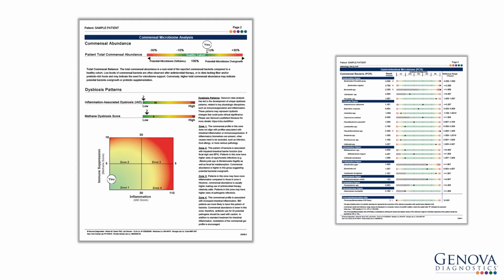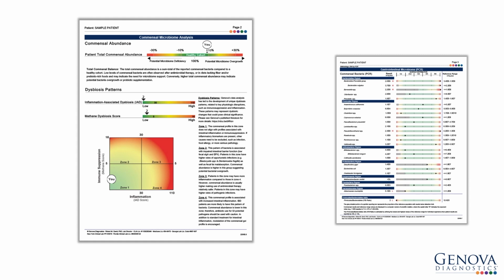At the top, we see that this patient's commensal abundance is slightly higher as compared to a healthy cohort. It is not extremely high and may not necessarily warrant an intervention. Higher abundance may be seen with bacterial overgrowth or when supplementing with pre- and probiotics. A lower abundance is often seen after a course of antimicrobials or diets low in prebiotics.